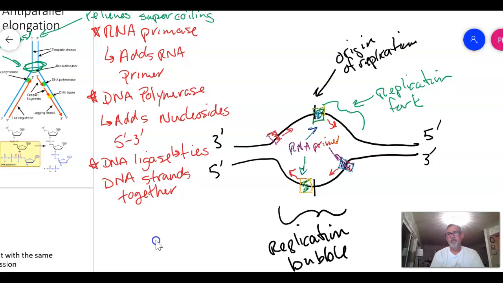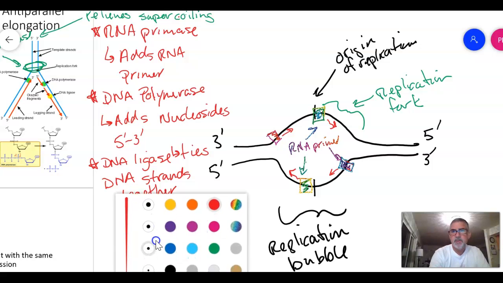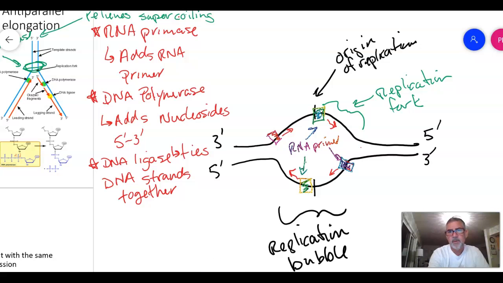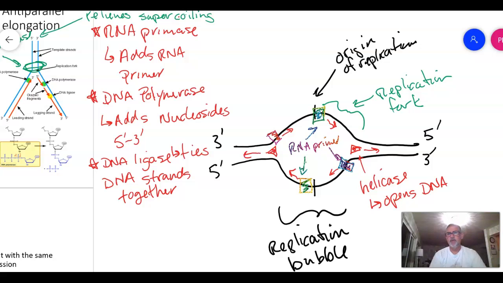So you see the problem, and I forgot there's one more enzyme that's super important. There's another enzyme here, and this one is called helicase. Helicase opens DNA. I'll have a helicase there, and those helicases are moving in that direction, so they're widening the replication bubble as it opens.